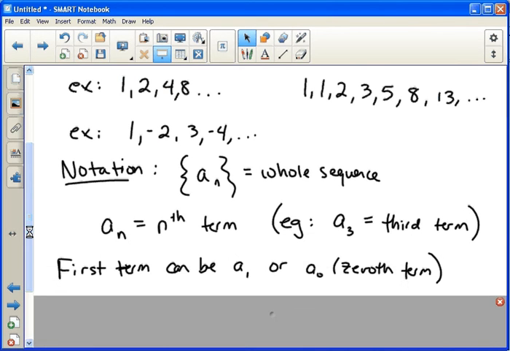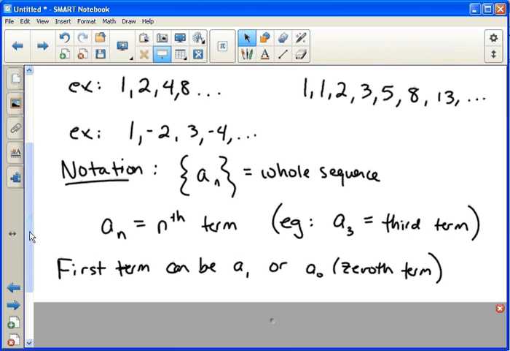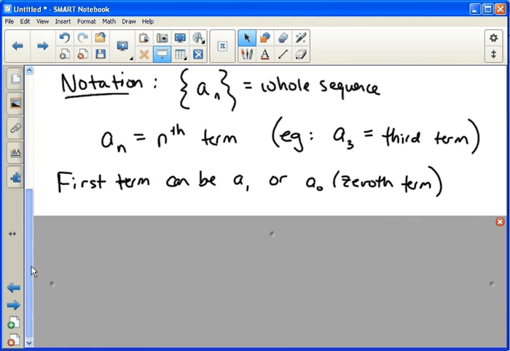Okay, the first term in a sequence can be a_1, which we would call the first term, or a_0, which we would call the 0th term. It is more often a_1, but it does happen that they start with 0. So just make sure you're watchful as to what they say it starts with.